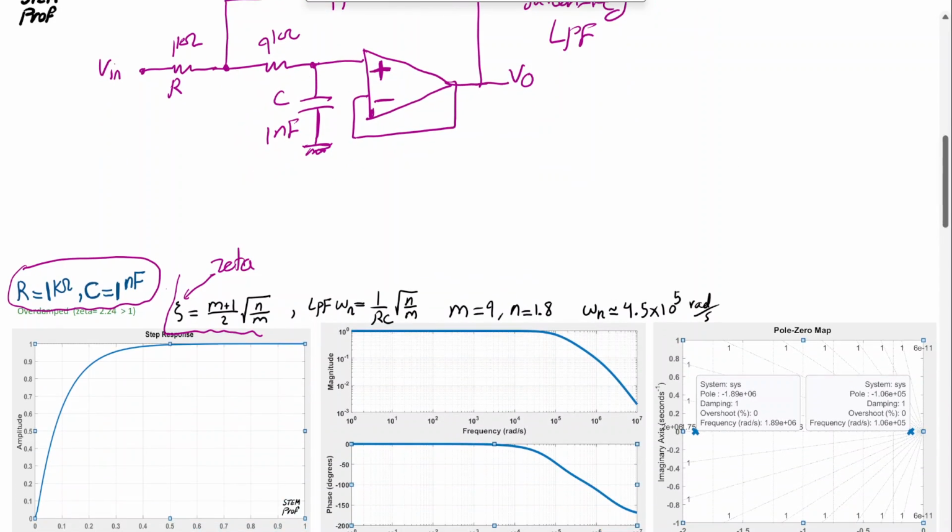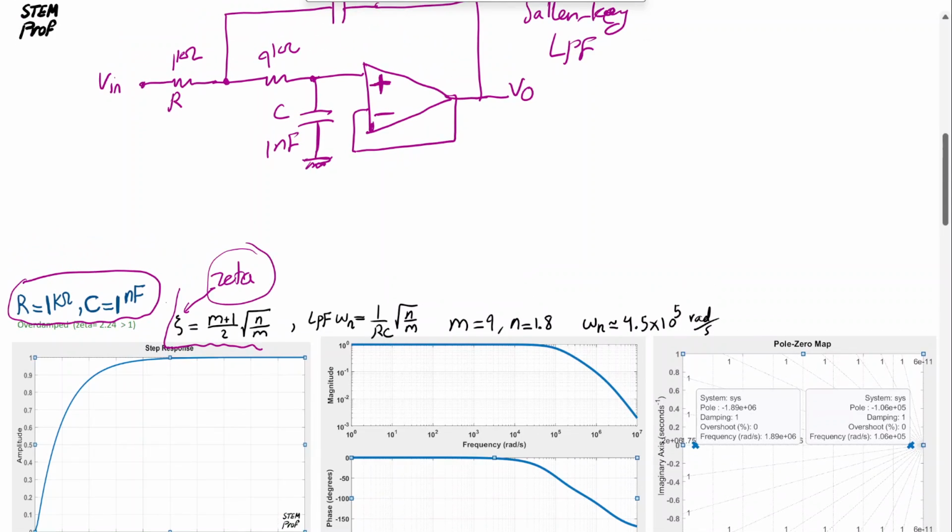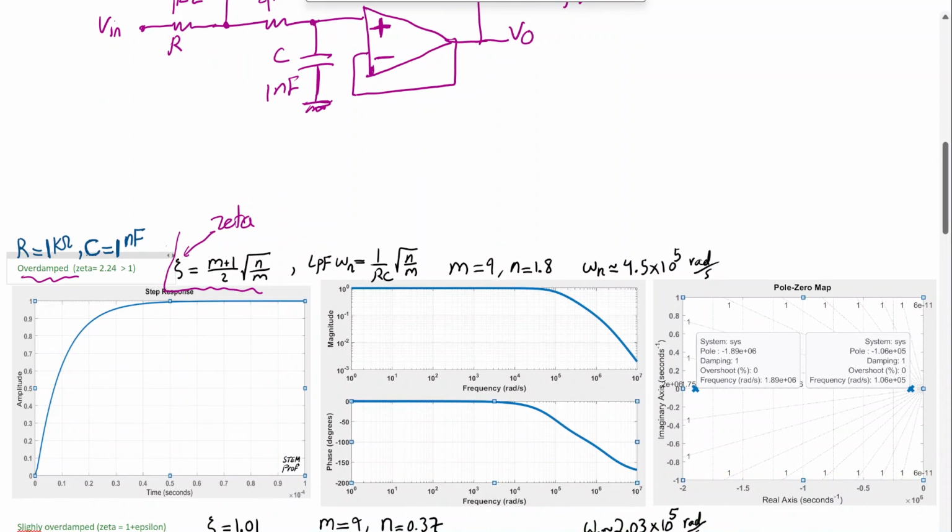Okay, so if that is our selection, then zeta, or the damping factor of the filter, becomes roughly 2.24. So 2.24 means we are dealing with an overdamped scenario, because zeta larger than 1 means overdamped. In the overdamped design, the step response, so this is a step response of the filter, you can see that it's nicely starting from 0 value at the output. So this is amplitude of output voltage wise.